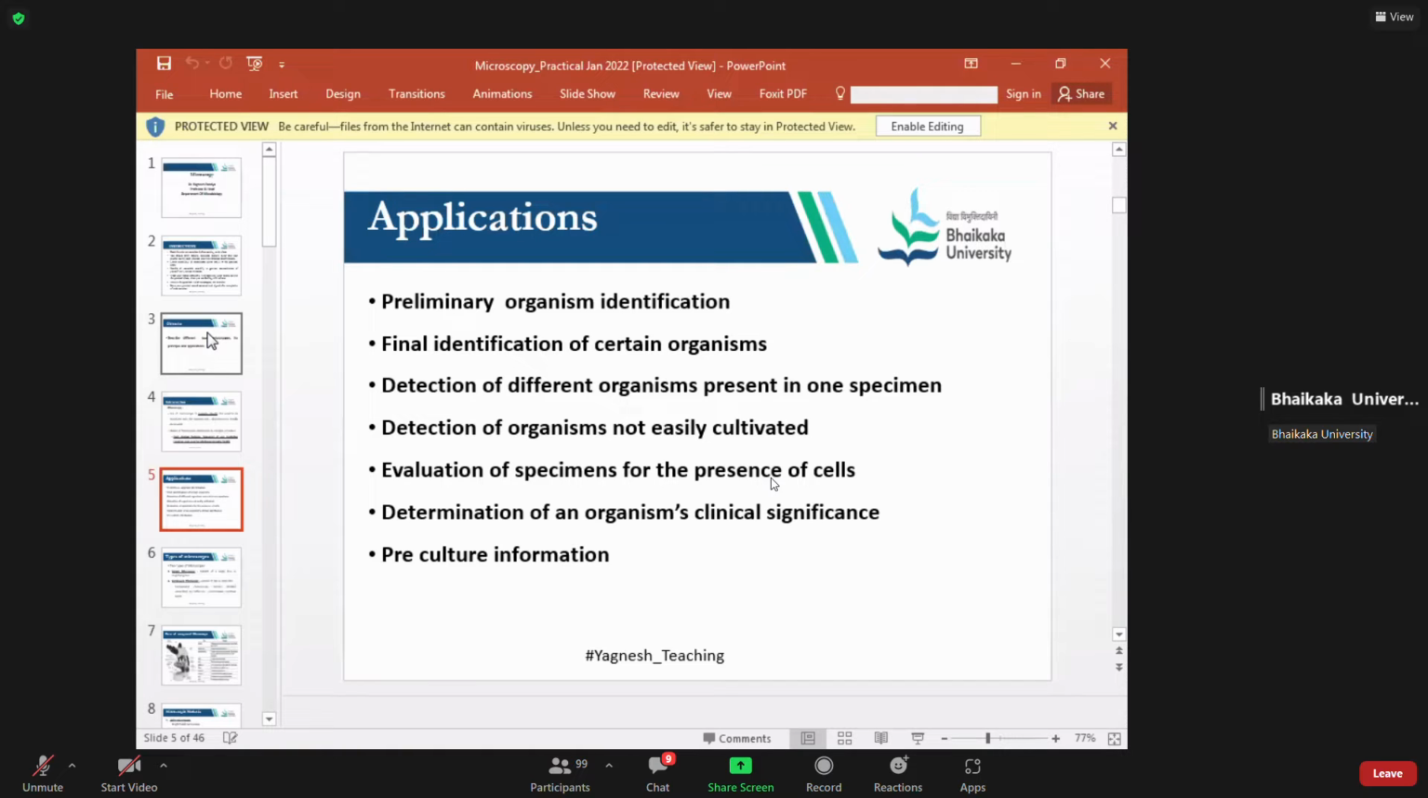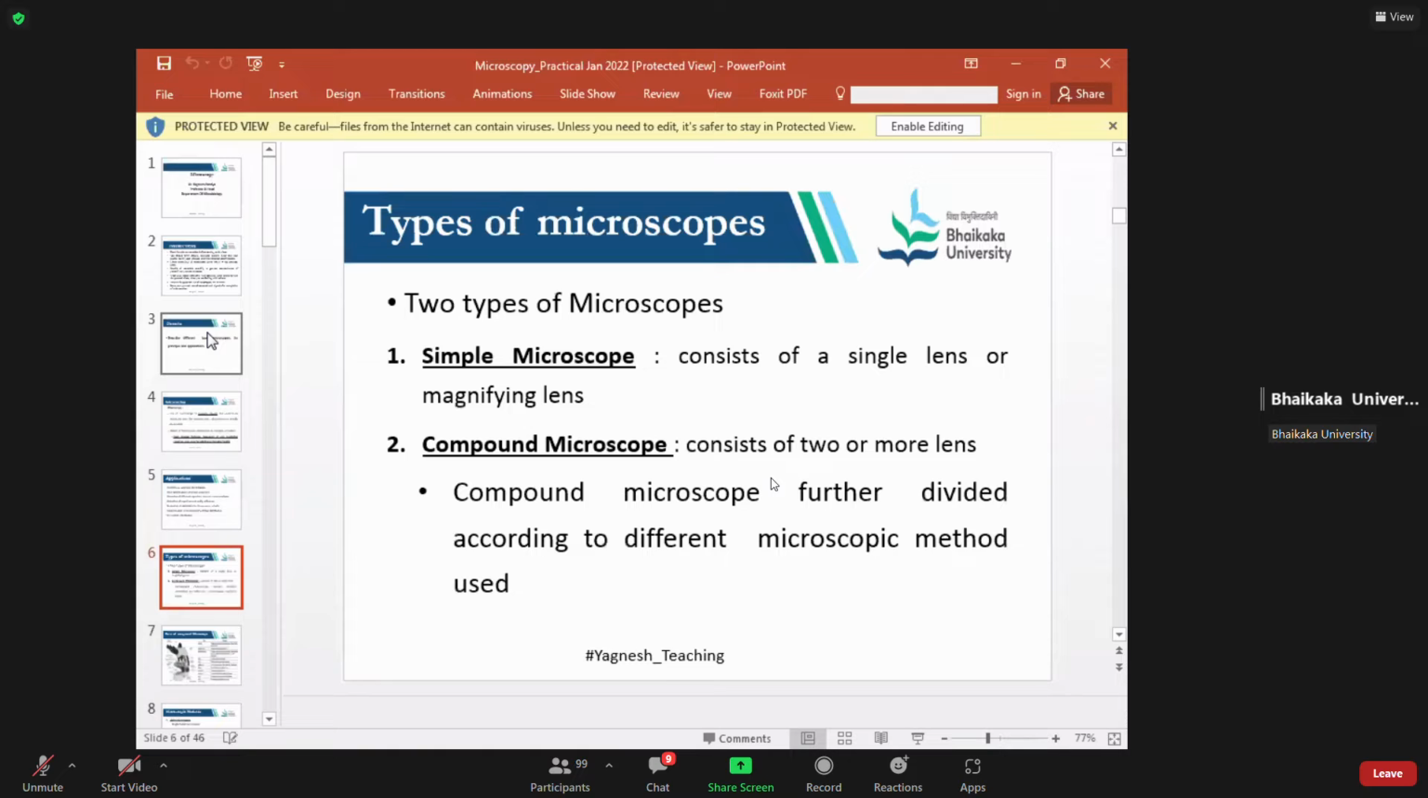Pre-culture information. For bacterial examination and fungal examination, we are doing culture. So we are examining the specimen. These are a few applications of the microscope in the microbiology lab. All these applications are different from the applications in pathology or physiology or anatomy that we are using. Now, what are the types of microscopes?